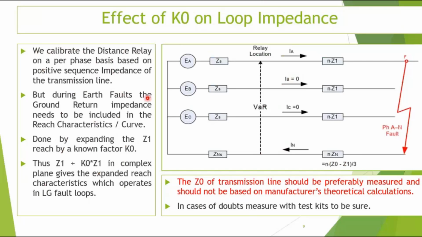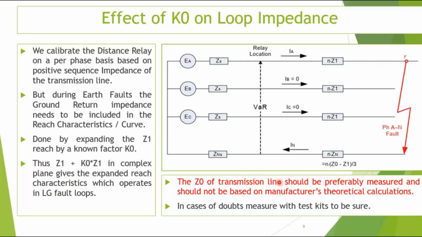But during earth fault, the ground return impedance needs to be included in the relay characteristic curve. This is done by expanding the Z1, the positive sequence reach, by a known factor K0. Thus, Z1 positive sequence reach plus K0 factor multiplied by positive sequence reach in a complex plane gives the expanded reach characteristic which operates in LG fault loops.